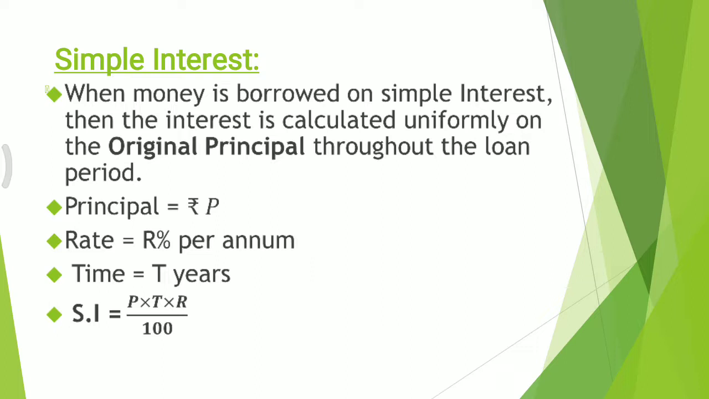You know the formula for simple interest. SI is equal to PTR by 100. The short form of simple interest is SI. P refers to principal, T refers to the time duration, R refers to the rate per annum.